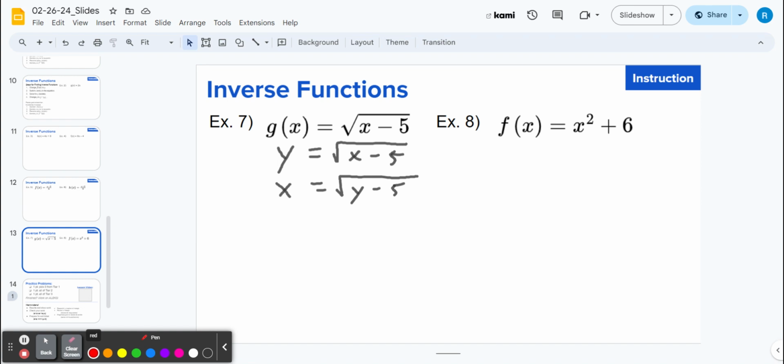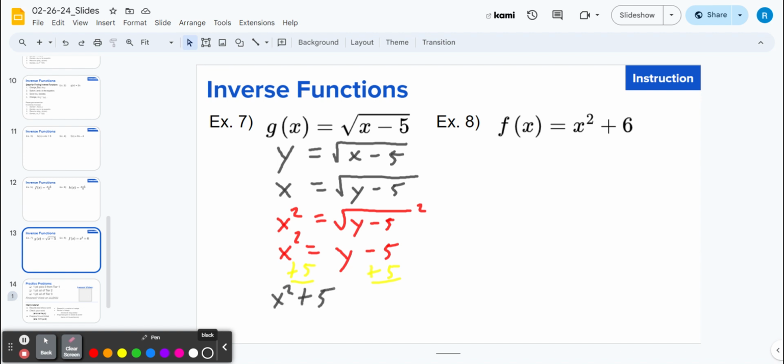Then to undo a square root, we need to square it. We learned about that earlier. So x squared equals the square root of y minus 5 squared. That gets rid of that there. So we just get x squared equals y minus 5. And then I can go ahead and add 5 to both sides to get that y all by itself. We get x squared plus 5 equals y. And then I'll just rewrite in our function notation, our inverse of g is equal to x squared plus 5.